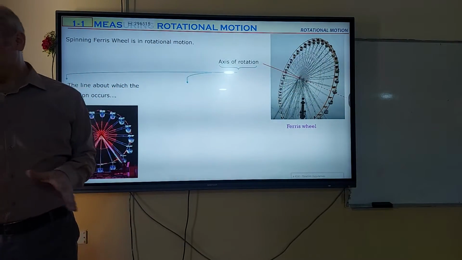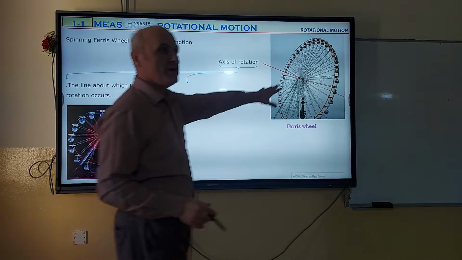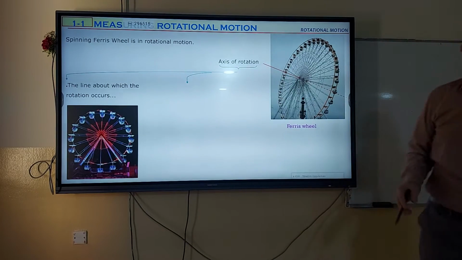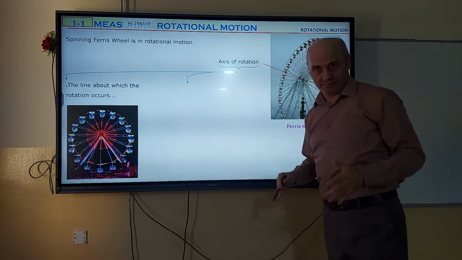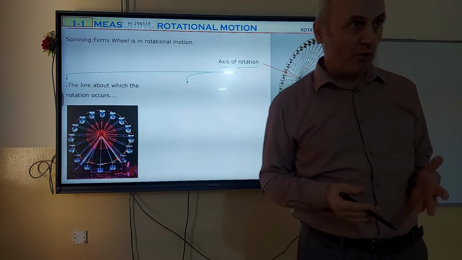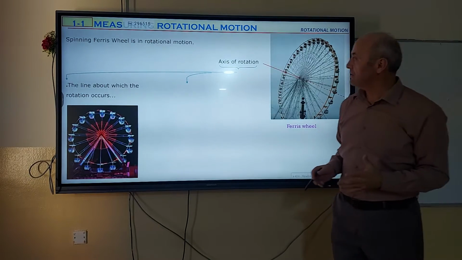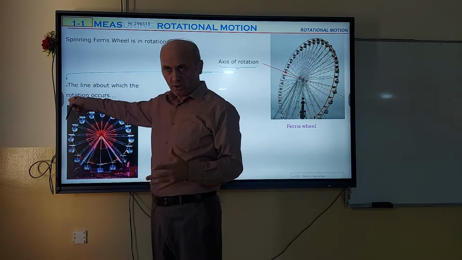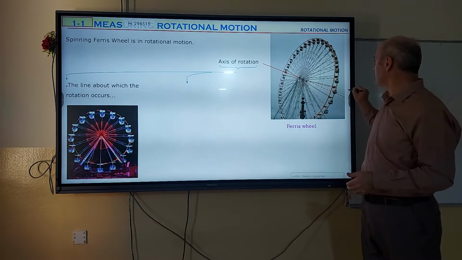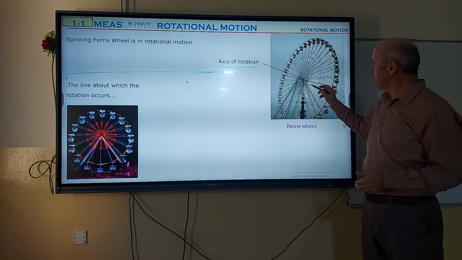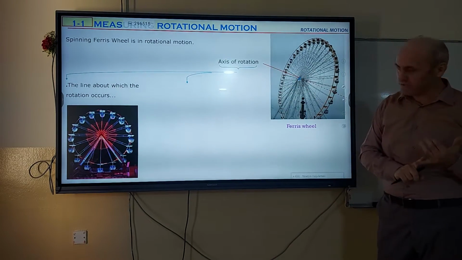In the book, the Ferris wheel is given as an example. The Ferris wheel is in rotational motion because it is spinning in its place. While it is spinning in its place, it is in rotational motion. And then we are going to define the axis of rotation for the rotational motion. So the line about which rotation occurs, yes. From where did we fix the Ferris wheel? We fix it from the center. Now this time, because we fix it from the center, the axis of rotation passes through the wheel's center.